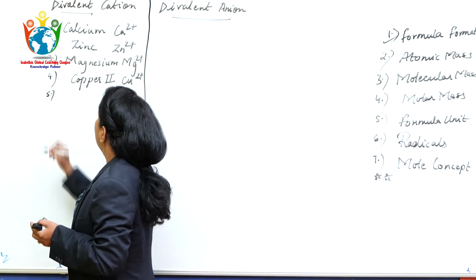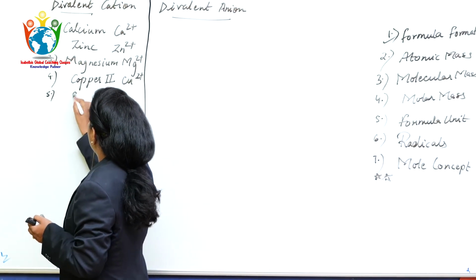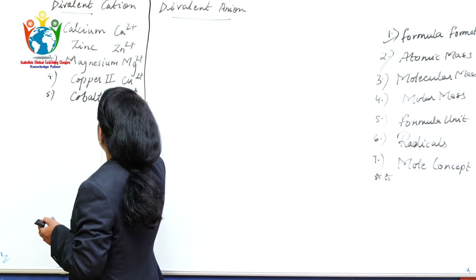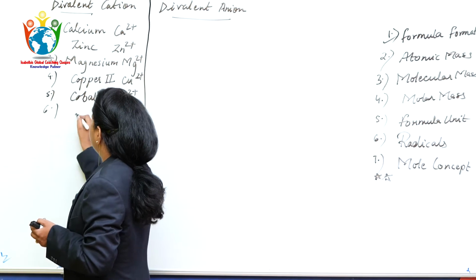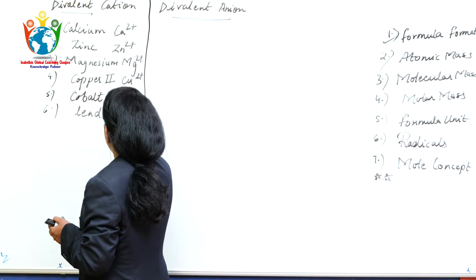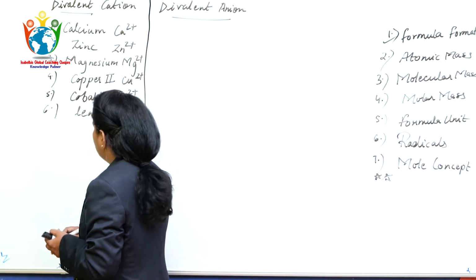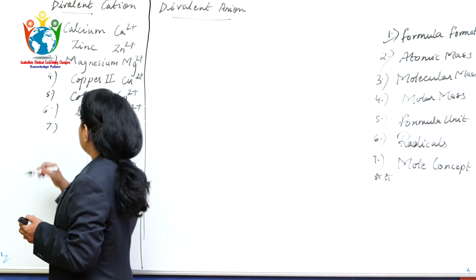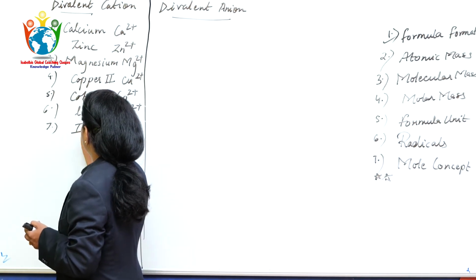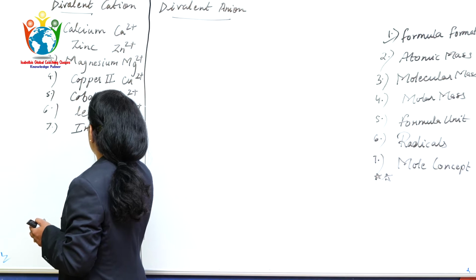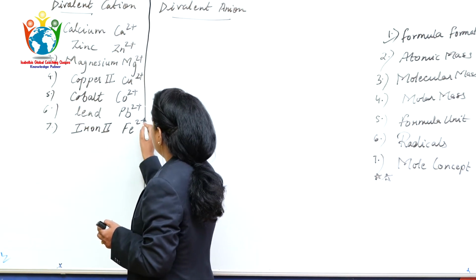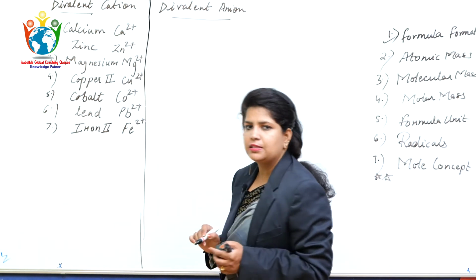Fifth one, cobalt, Co2 plus. Sixth is lead, Pb2 plus. Seventh, we have iron 2. We can write Fe2 plus. The other name for iron 2 is ferrous.